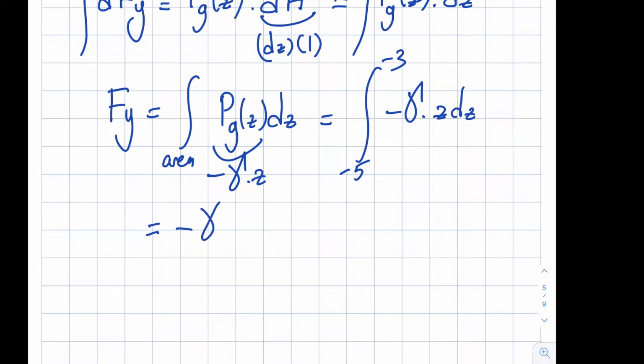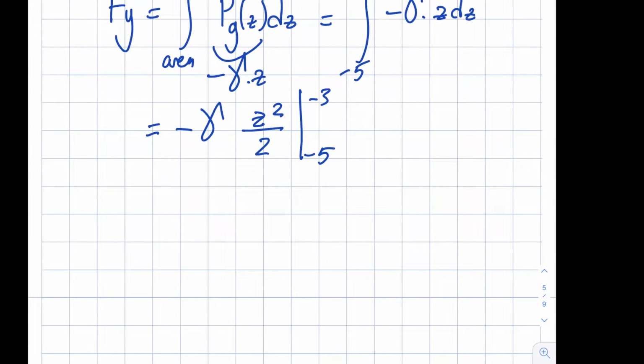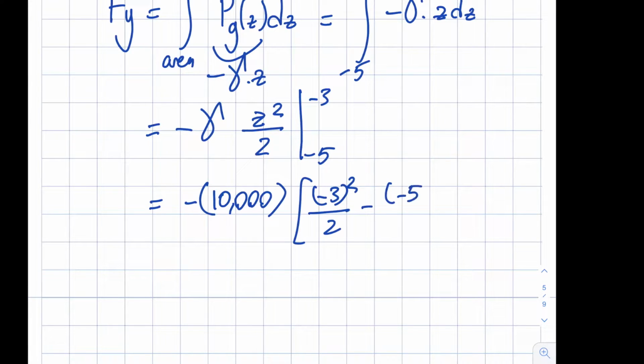It's going to be minus specific weight times, what is the integral of z dz? That's going to be z squared over 2. And I need to insert -3 up there, -5 down here. And then the next step is to insert just the numbers. So it's going to be minus, I said this, 10,000. Please remember to convert to newtons. Kilonewton is not the unit of SI, right? Z squared, so let's just write it, -3 squared divided by 2 minus -5 squared divided by 2.